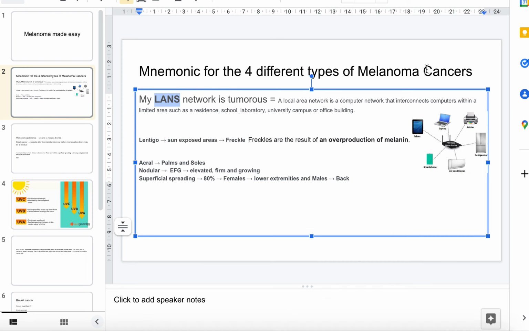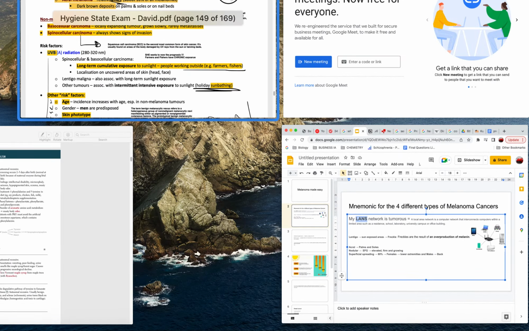And the next one will be nodular. Loads to speak about this disease. It's going to be EFG. As we know, the mnemonic for melanoma is ABCDE. EFG: obviously, I didn't make the EFG mnemonic. I found it on the internet, so credit goes to them. So E as in elevated, F as in firm, and G as in growing. It can grow very fast. It can spread into the lymph nodes.